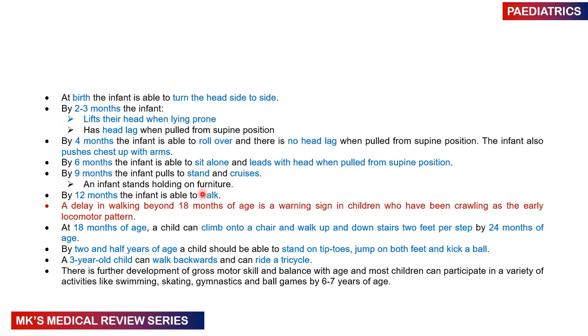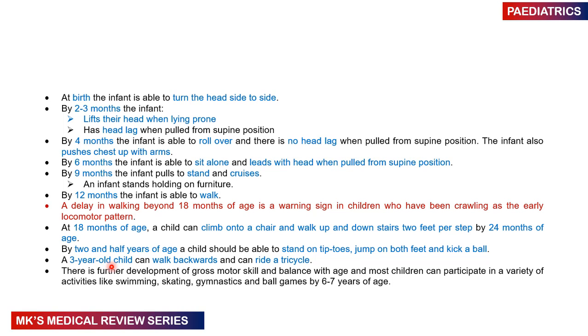We consider that there is a delay in walking if a child reaches 18 months and is not able to walk. So 18 months is a warning sign in a child who has been crawling as the early locomotor pattern. Then by 18 months, the child is able to climb onto a chair and walk up and down stairs, that's of course 2 feet per step. And then by 24 months. Then by 2.5 years, the child should be able to stand on their tiptoes. They should be able to jump on both feet, and they should be able to kick a ball. By 3 years, the child should even be able to walk backwards. They should be able to ride a tricycle.